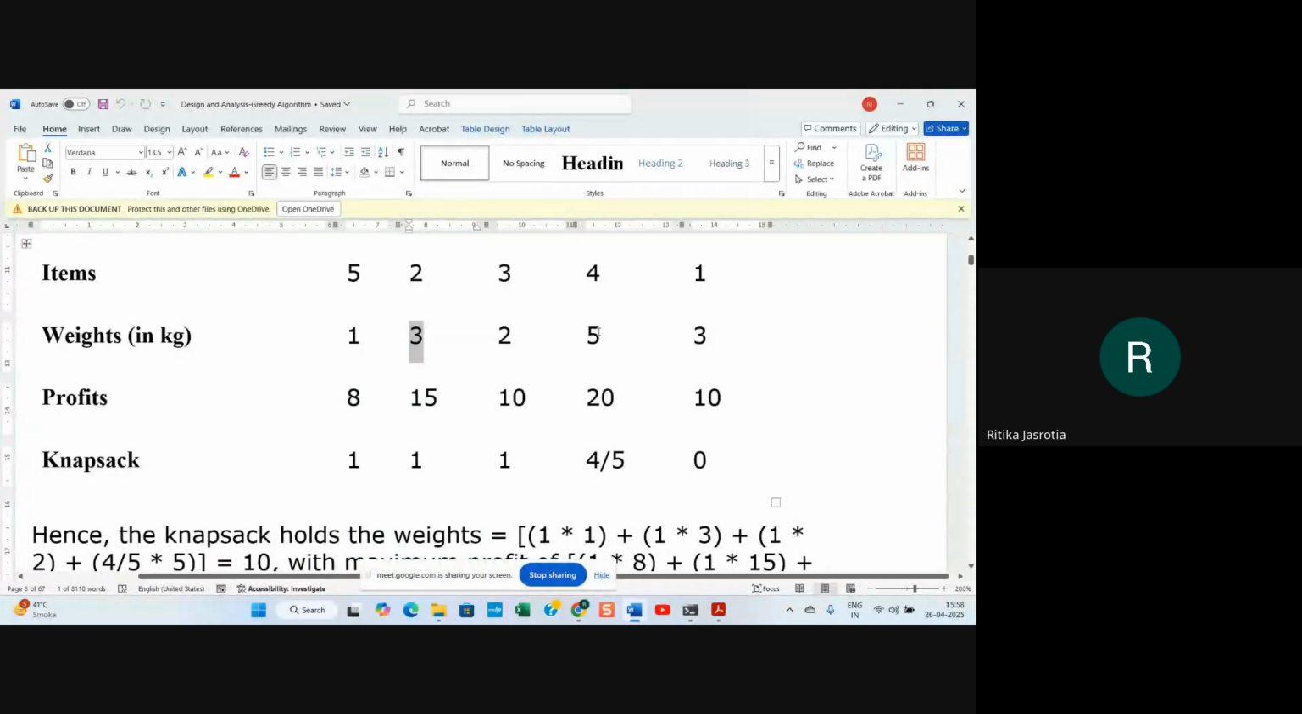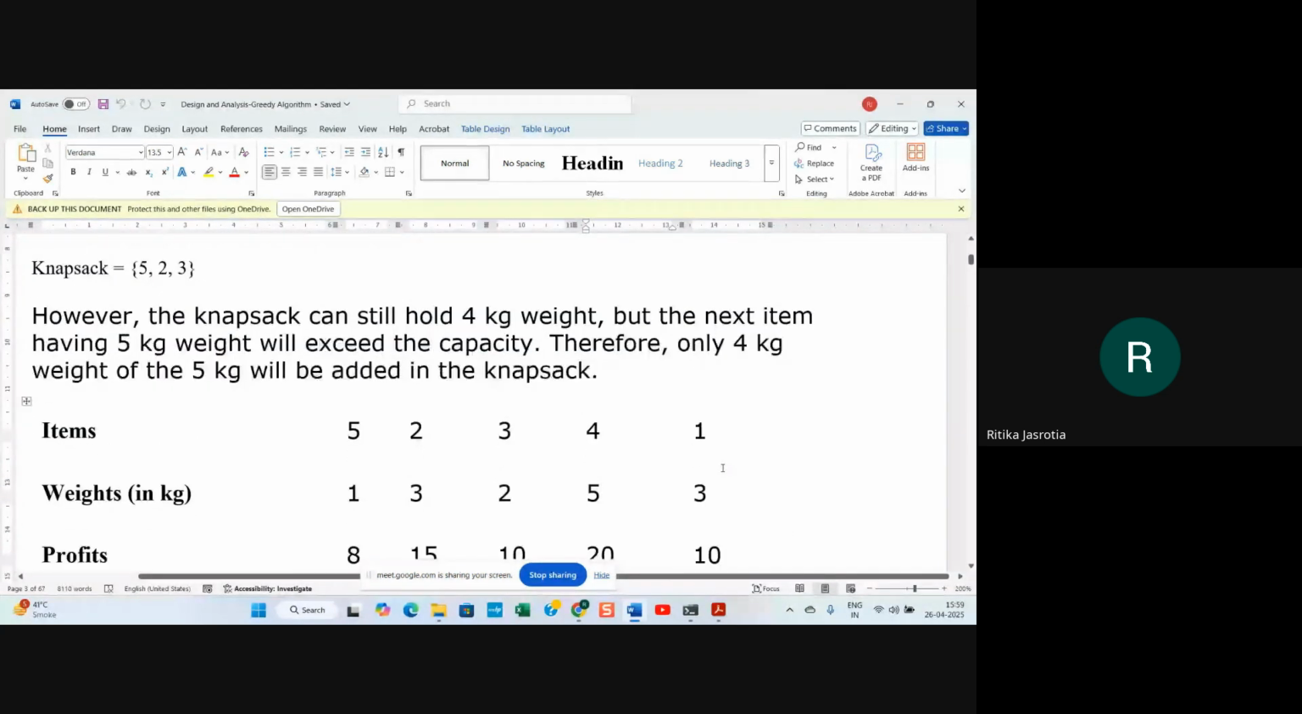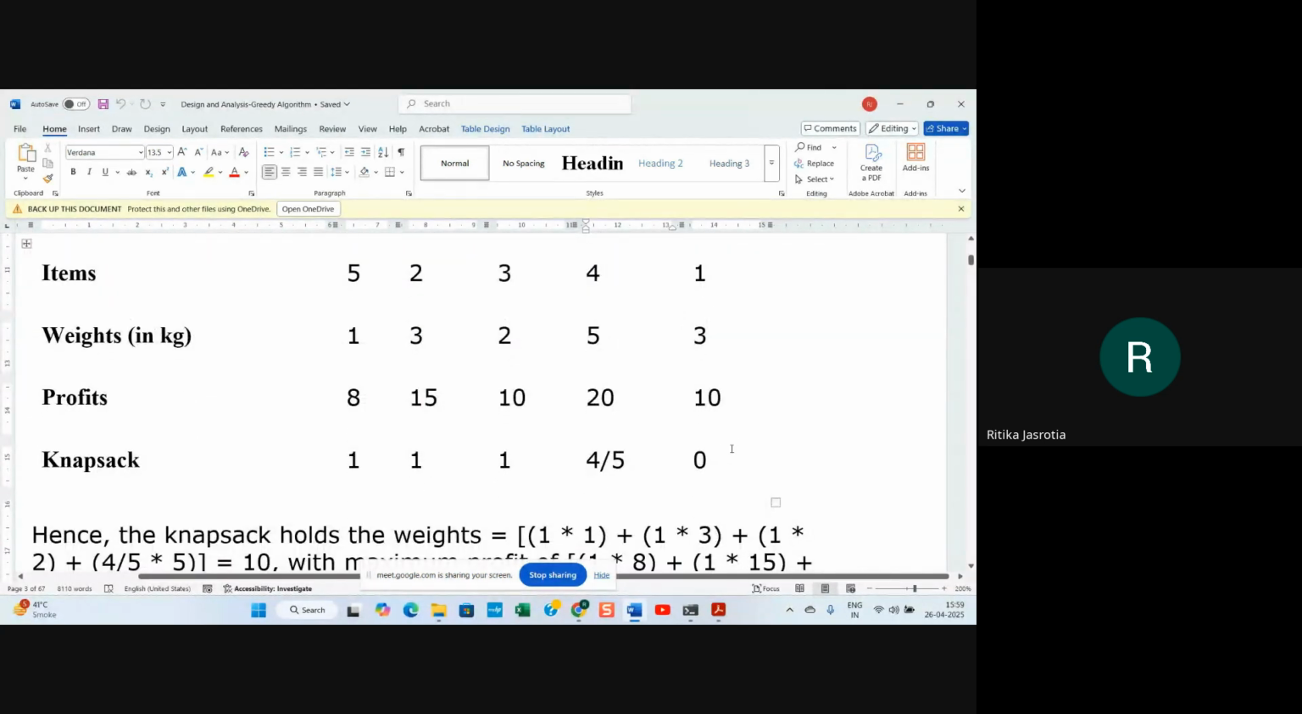Now for the 4 kg, the weight of the next item is 5 kg. We can only put 4 kg. So how much do we have to put now? Now we have to put the fraction part of it. So 4 by 5, they are saying. Item number 4, the weight is 5, but we can only put 4 kgs. So 4 by 5 only we can put, and the last item which is there, we will not put that.